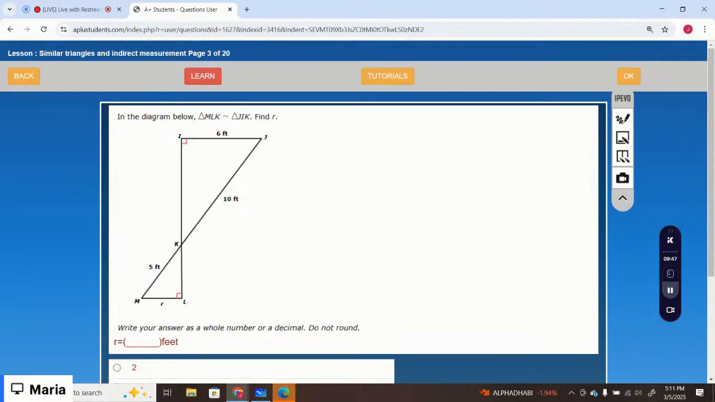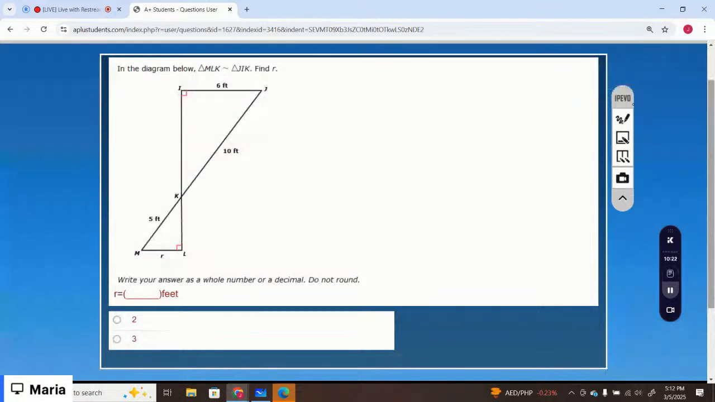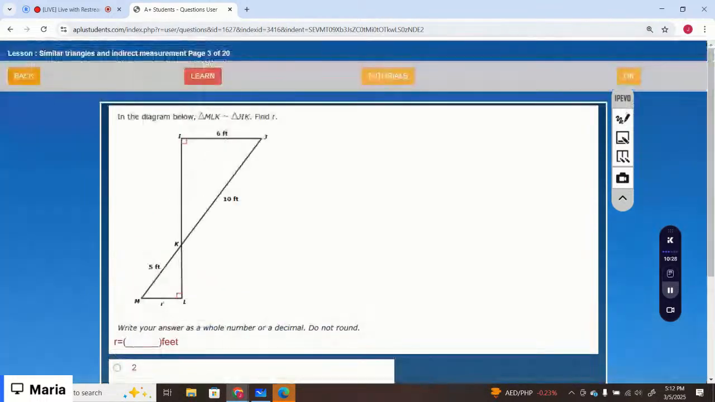In the diagram below, triangle MLK is similar to triangle JIK. The side length r is 3. Option number 2 is the correct option. Okay, you can complete the lesson by yourself. Let me just move on to the next lesson.